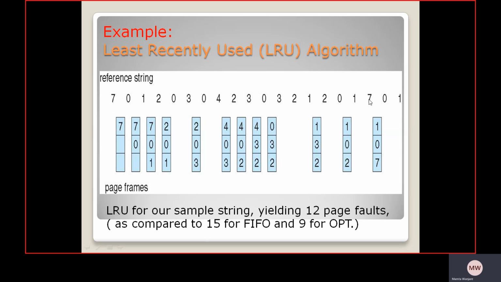For 7, 0 and 1 are already present, so replace 2. In place of that we put 7. 0 is already present, so 0 is a page hit, and 1 is also present, so 1 is also a page hit. So LRU for our sample string yields 12 page faults, as compared to 15 for FIFO and 9 for OPT, optimal page replacement.